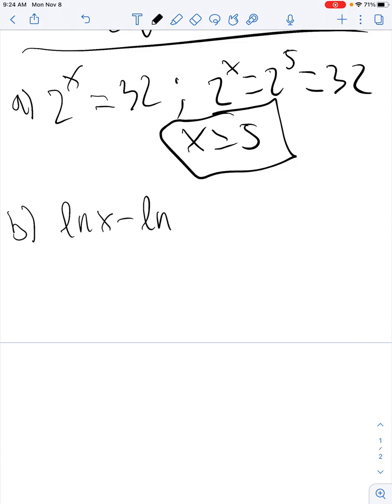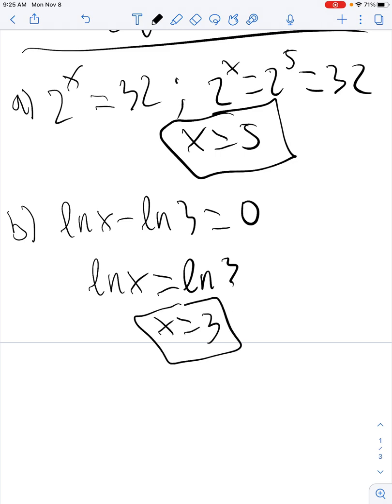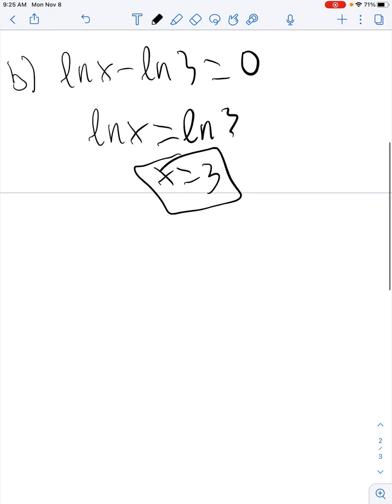If I had a natural log, say ln of x minus ln of 3 equals 0. Because I know that it equals 0, ln of x is going to equal ln of 3, because 5 minus 5 is 0, 2 minus 2 is 0. Therefore, ln of 3 minus ln of 3 equals 0, and x equals 3.